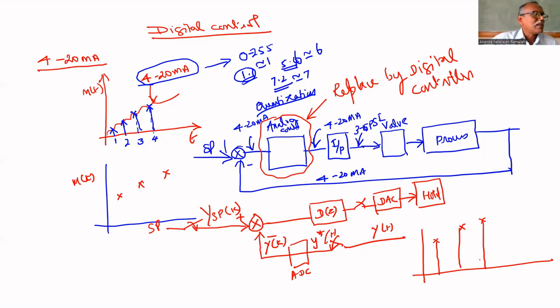Again, it is a periodic signal. At one sampling period, it gives 2 volt. Let us assume a 0 to 5 volt output. At the second sampling period, it gives 2.5 volt. At the third sampling period, it gives 3 volt. Like that, let us assume.